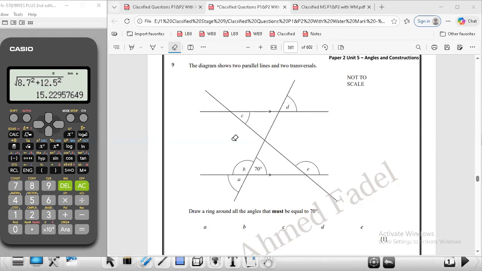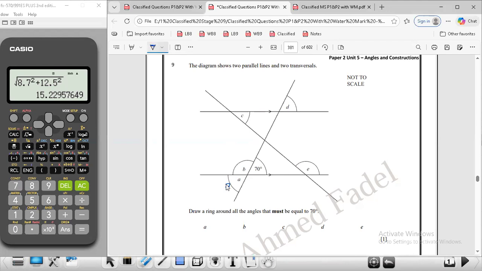Here in this question, question 9, the diagram shows two parallel lines and two transversals. Draw a ring around all the angles that must be equal to 70 degrees. So you're going to find that this is 70. Definitely the A is also 70 because they are vertically opposite angles. And you're going to find also that this is 70 because alternate interior angles. Look at this, making the Z letter. Z shape. So 70 and 70 as well.